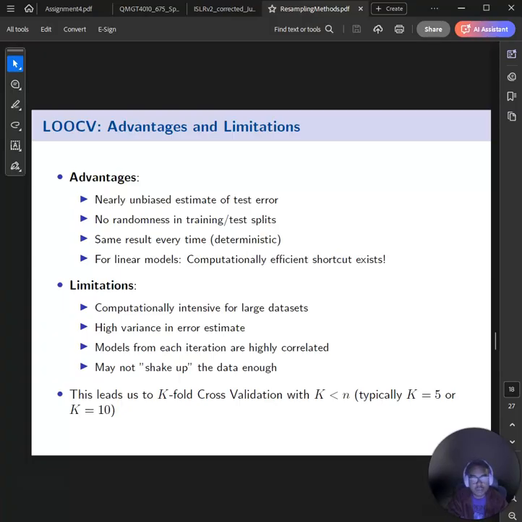LOOCV also tends to have high variance in its error estimates. This is because the models from each iteration are highly correlated. They are all trained on almost the same data, differing by just one observation. This means LOOCV might not shake up the data enough to give us a more stable error estimate. And these limitations lead us to k-fold cross-validation, where k is less than n, and typically we use values like 5 or 10. This gives us a better balance in the bias-variance trade-off in our error estimates.